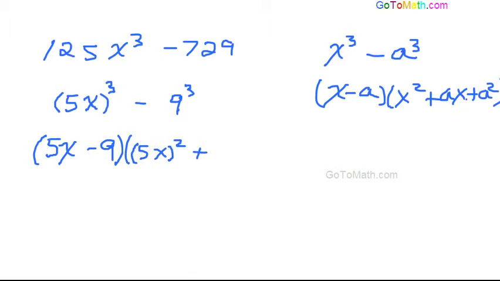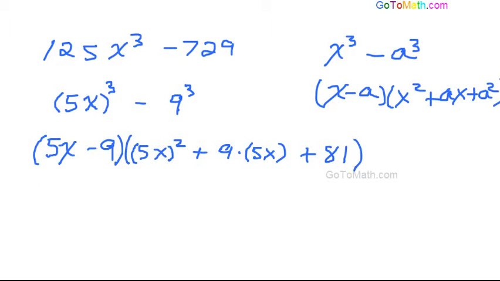Alright, what about this guy? Now remember what x is. X is 5x. And then we have this a right here, and a is 9. So I'm going to put the 9 here, and then the 5x right here. Okay? And then plus 9 squared, and we're just going to go ahead and write 81 here.